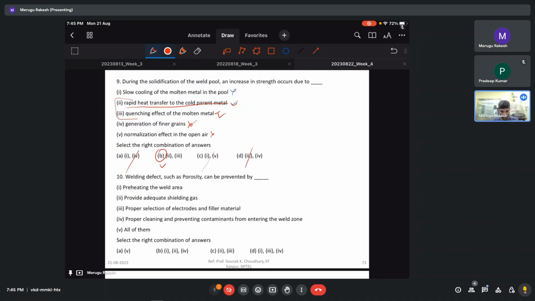Okay, then let us see the next question. Question number 10. Welding defects such as porosity can be prevented by. If you remember, this was the latest discussion that we have given. So porosity mainly occurs if gases are absorbed into the melt pool, and if the gating design is not good, then it's going to happen. Also if the electrode or filler is not selected properly.